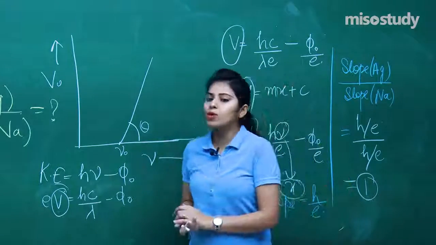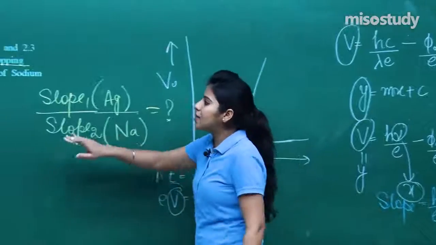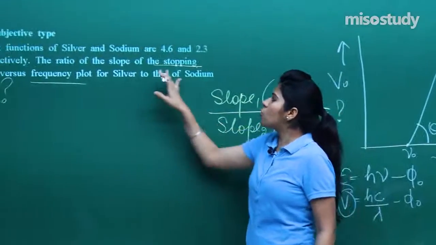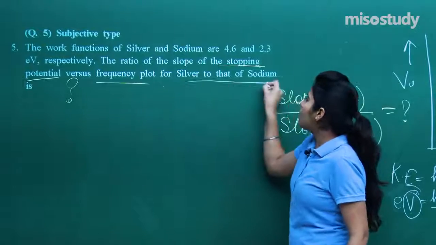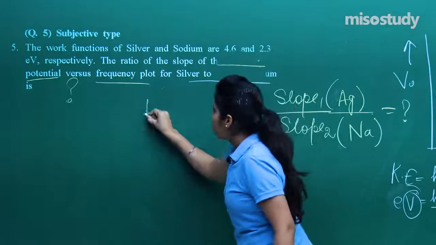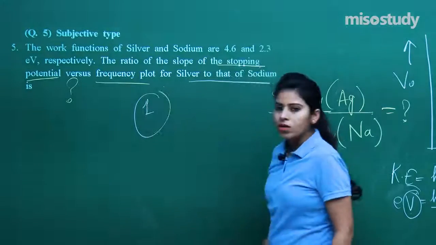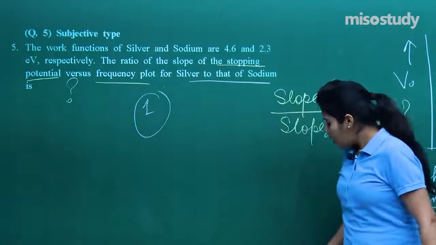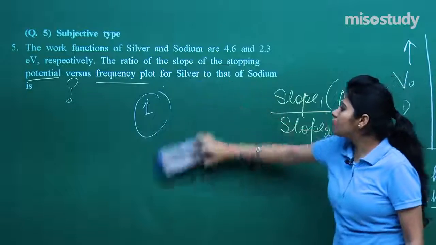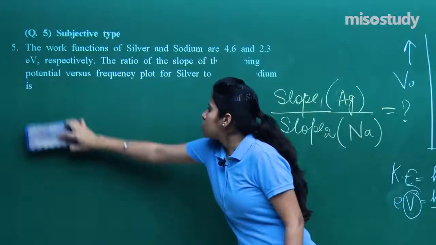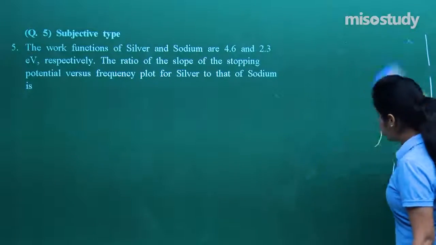So now we are clear with this question. We can say that the ratio of the slope of the stopping potential versus frequency plot for silver to that of sodium is 1. Right? Now we are done with this question. Let us see what the next question is.